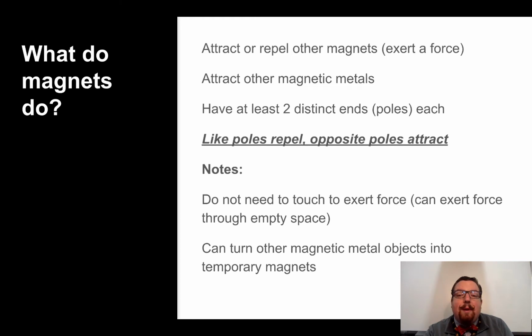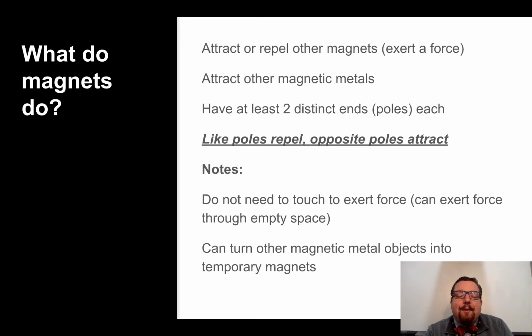Magnets can attract or repel other magnets. In other words, they exert a force on other magnets. They also can attract other metals. Now, normal metals that aren't magnetic don't repel magnets because they don't have a pole already set in place. They don't have a north and south pole that can push against the north or south pole of the magnet. So a magnet always has at least two distinct ends or poles.